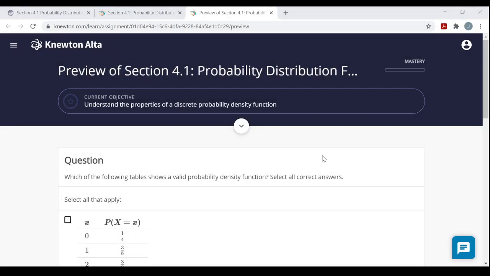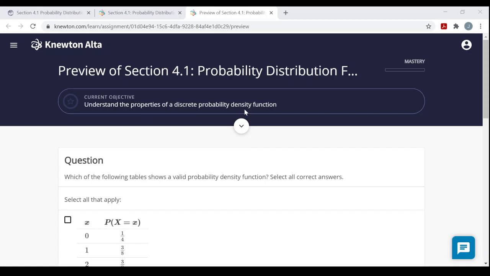Alright, so I'm going right into the assignment. Again, mine's a preview. You're going to see the actual thing. Typical KnewtonAlta homework assignment. You've seen it plenty by now. Mastery bar up here. The current objective that this question is on. Now, there is only one objective in this section. It's a very short introduction. Should be a short assignment. And it's understand the properties of a discrete probability density function.